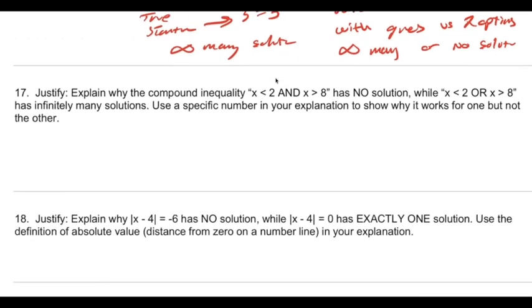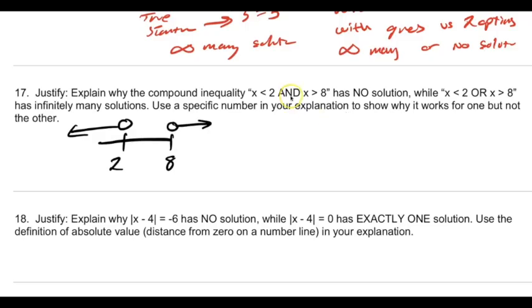Okay. Next one is explain why the compound inequality x less than 2 and x greater than 8 has no solution, while x less than 2 or x greater than 8 has infinitely many solutions. Use a specific number expression to show how it works. Well, let's actually just graph it. So here's 2, and if I say x is less than 2, that's going this way, and then here's 8, and I say x is greater than 8, that's going that way.